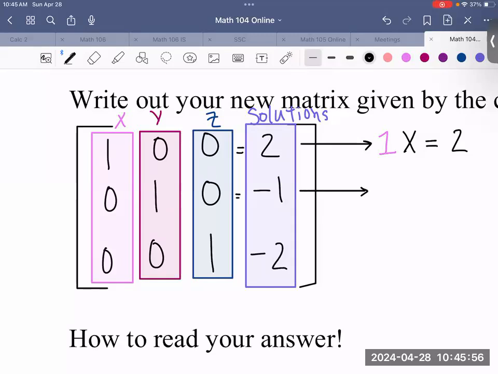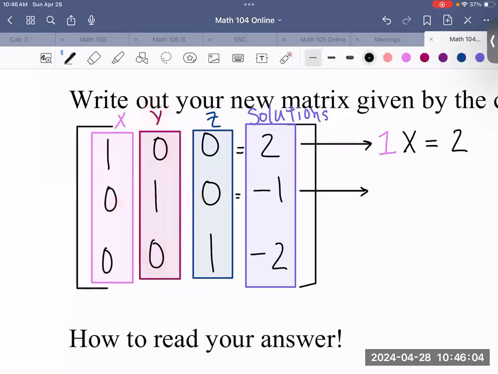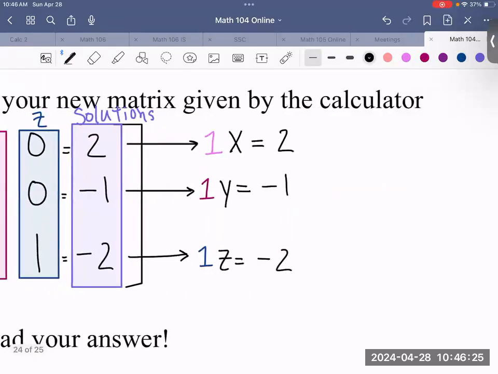So this being your Y column, there's no X values, there's no Z values. So instead we have 1Y is equal to -1. And the remaining, we have 1Z is equal to -2. So these come out to be all of your solutions.